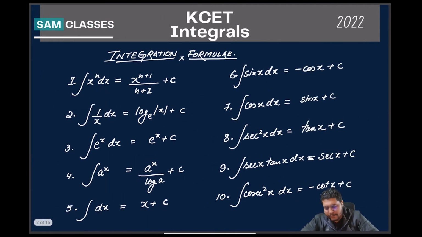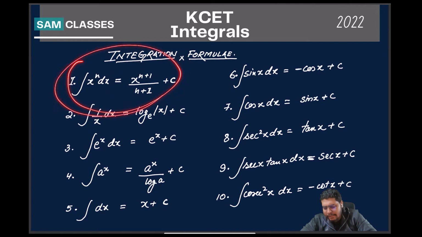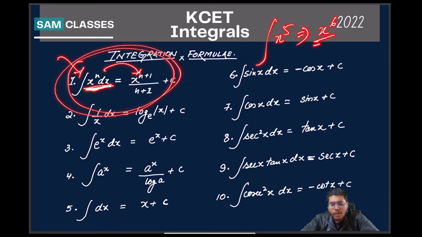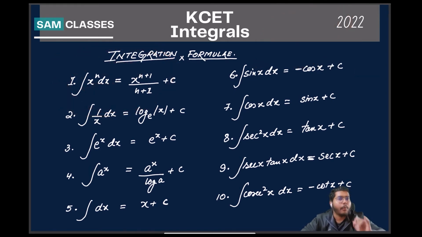The first thing we know, integration formulas: integral of x power n dx is x power n plus 1 by n plus 1. Now you'll say, sir, what is unique about this formula? Understand, whenever you integrate some power, the power increases. If I integrate x power 5, I get x power 6. So a lot of times you can do option checking, and we can solve the question in 15 seconds if you have an idea. Whenever we integrate something, the power gets increased.